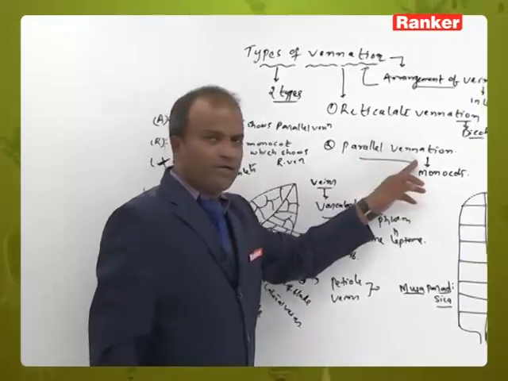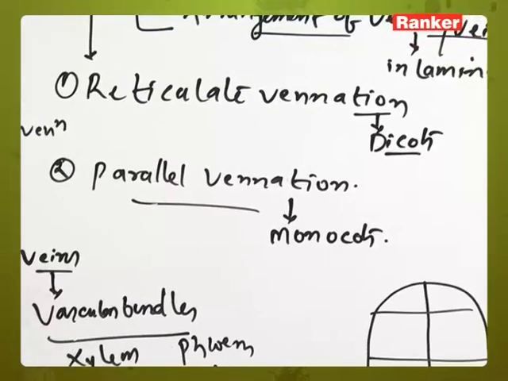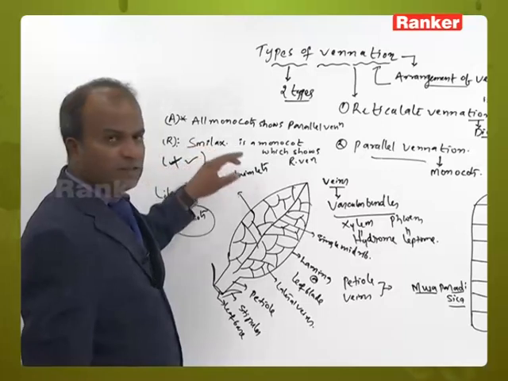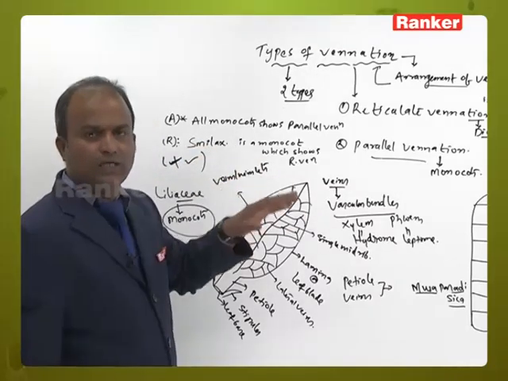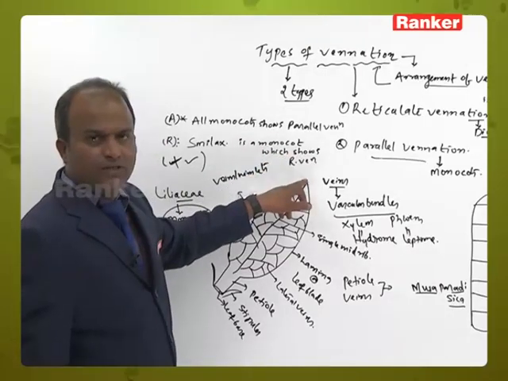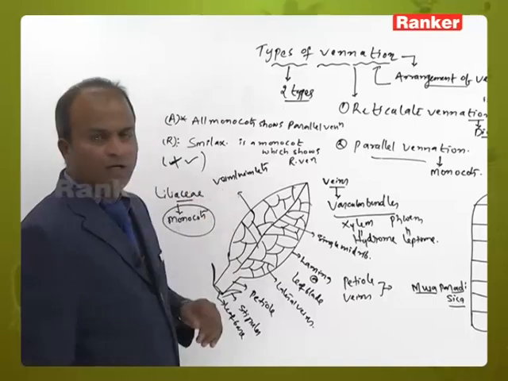But in parallel venation, which can be seen in monocots, the statement that all monocots show parallel venation is the wrong option. Why? Because Smilax, which is a monocot from the Liliaceae family, shows reticulate venation. That means the reason is true. That is, A is false and R is true.